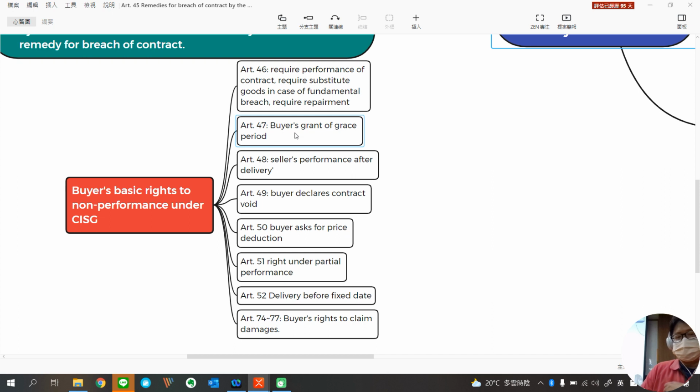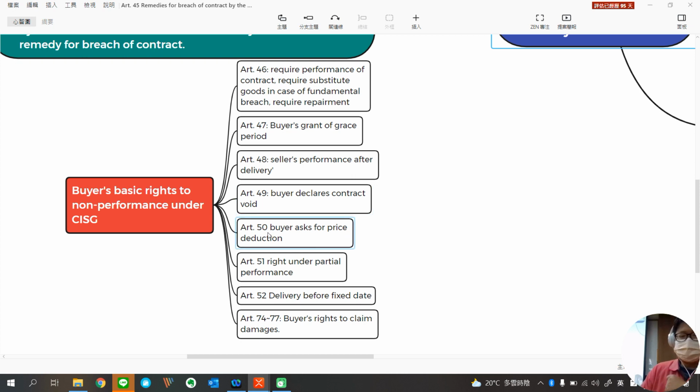Then Article 47, the grant of a grace period. The grant of a grace period is a mercy on the buyer's side, so it is not something that the seller can claim, ask or require. It is on the buyer's mercy. And then Article 48, the seller's performance after delivery date is also accepted. And the buyer could declare the contract void in case of fundamental breach.